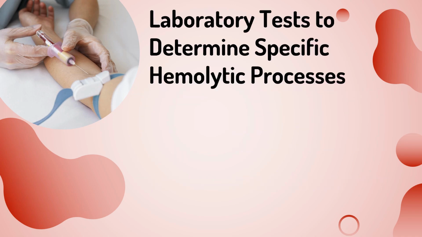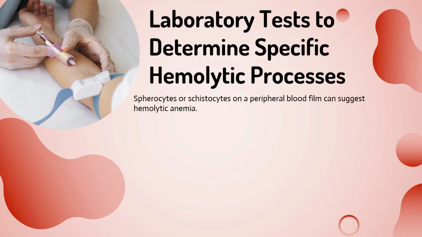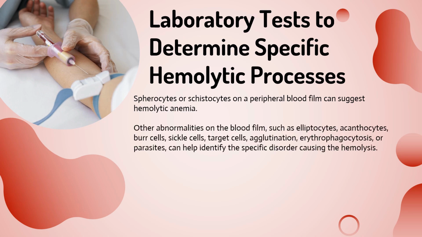Finally, we have the laboratory tests to determine specific hemolytic processes. Spherocytes or schistocytes on a peripheral blood film can suggest hemolytic anemia. Other abnormalities on the blood film, such as elliptocytes, acanthocytes, burr cells, sickle cells, target cells, agglutination, erythrophagocytosis, or parasites, can help identify the specific disorder causing the hemolysis.